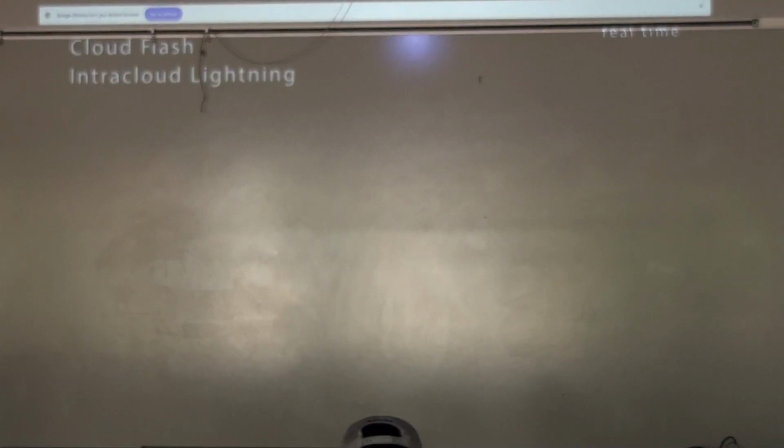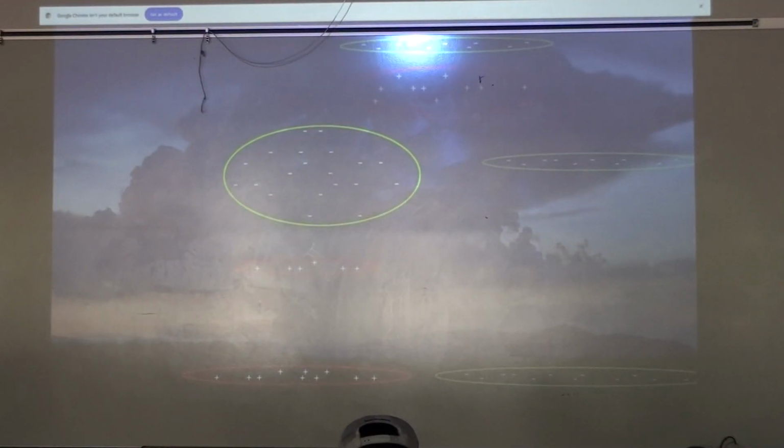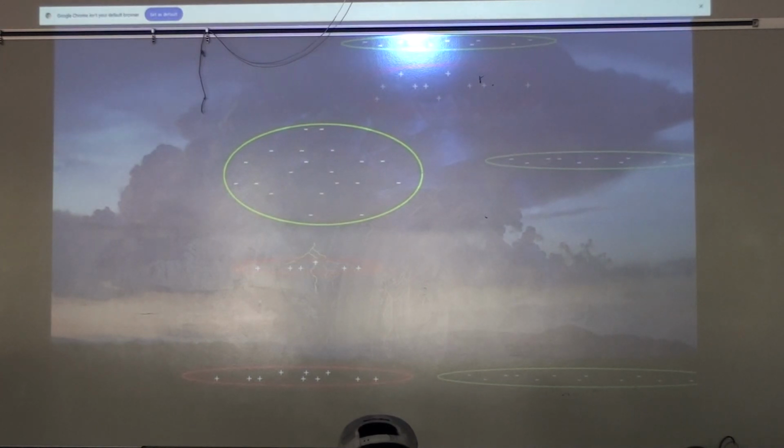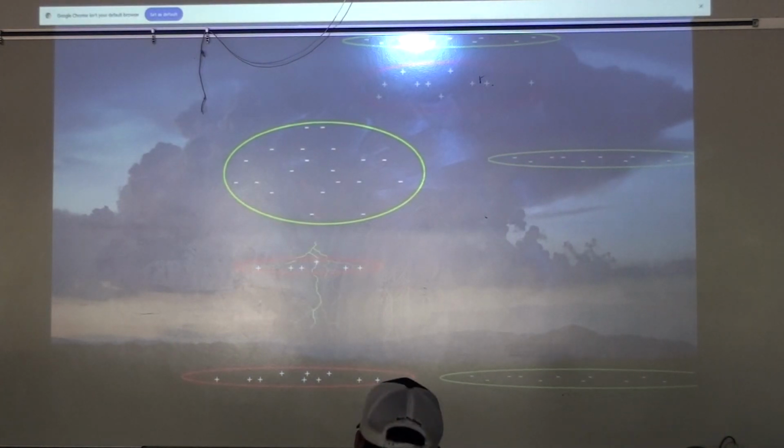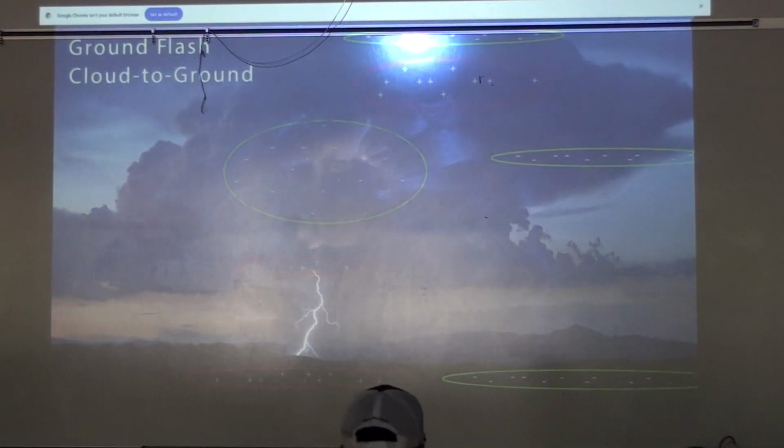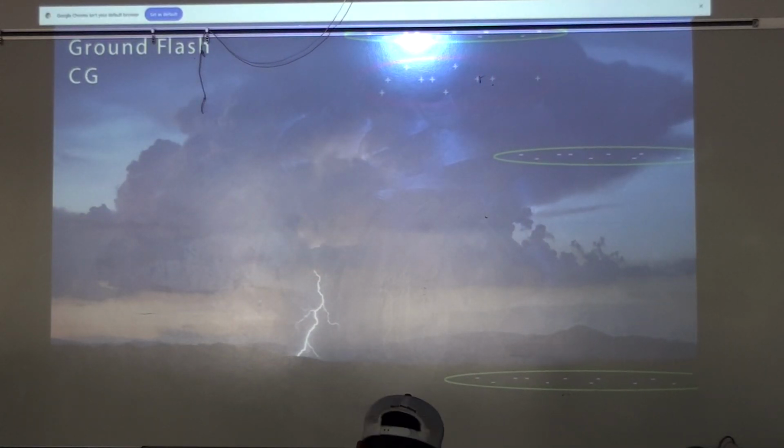Most lightning flashes occur within the storm and are called cloud flashes, or intercloud lightning. But when one end of the bidirectional leader network connects to the ground or an object on the ground, we call it a ground flash, or cloud-to-ground lightning, CG for short.